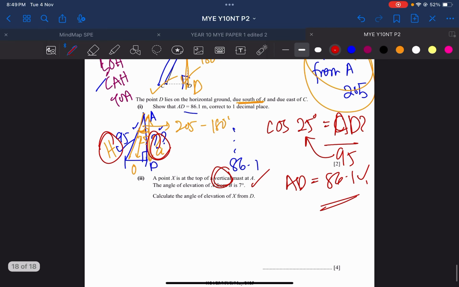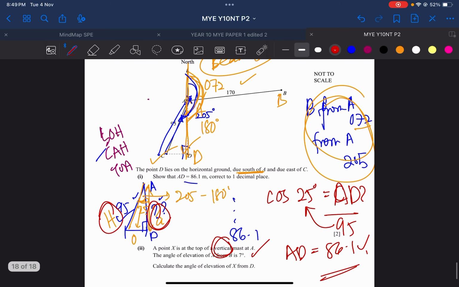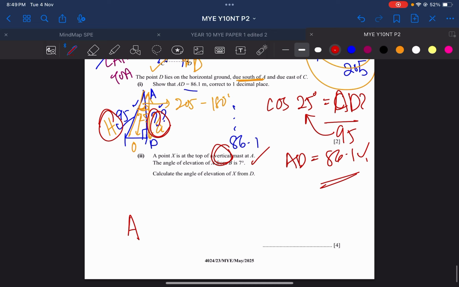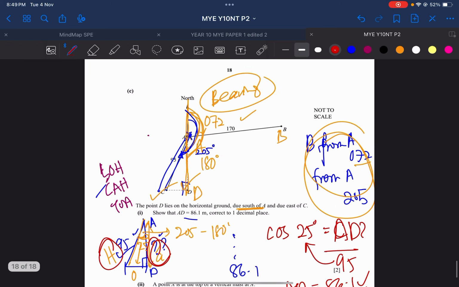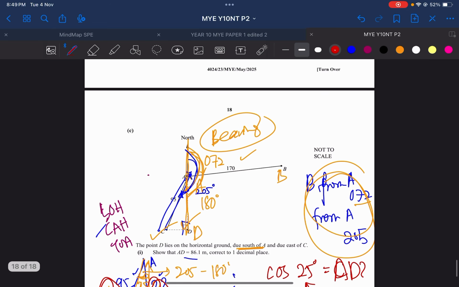Alright, let's try again. At the top of the vertical mast A. So, sini sudah punya A. Okay, what else? Tulis dulu huruf-hurufan ya. Ya, ada B. Ya, disebut B. Ada B. I know from the diagram B is that side. Okay. So, I know this one is 170.